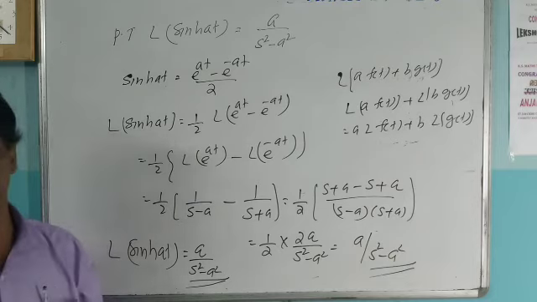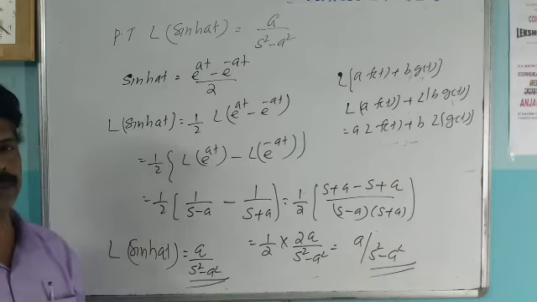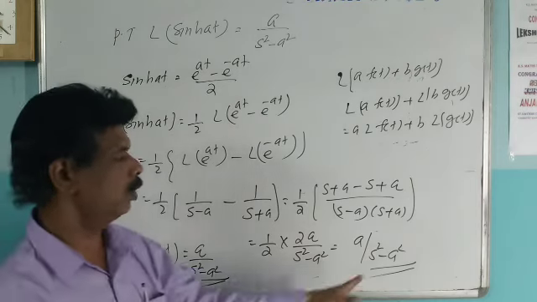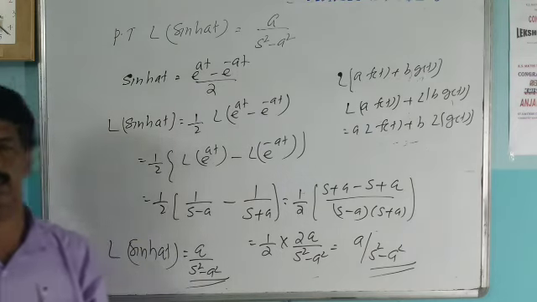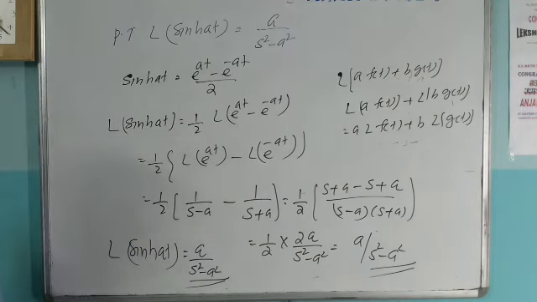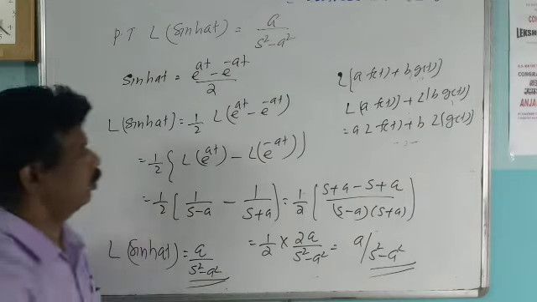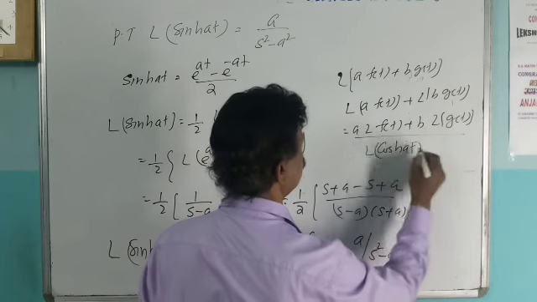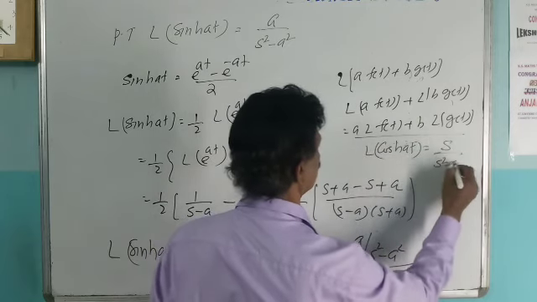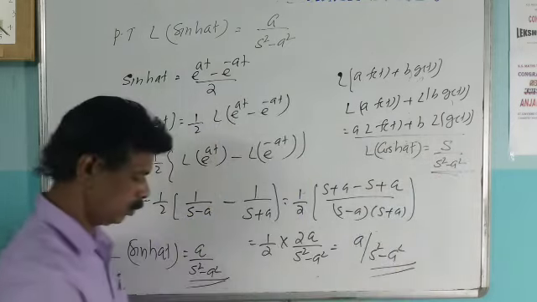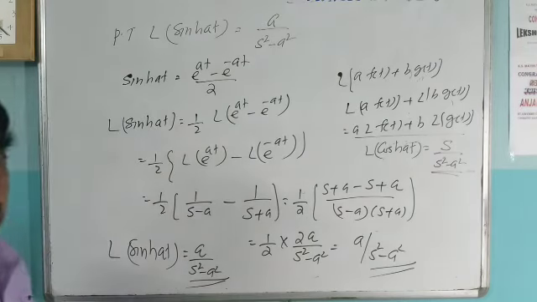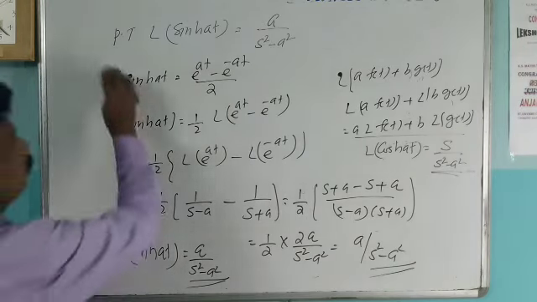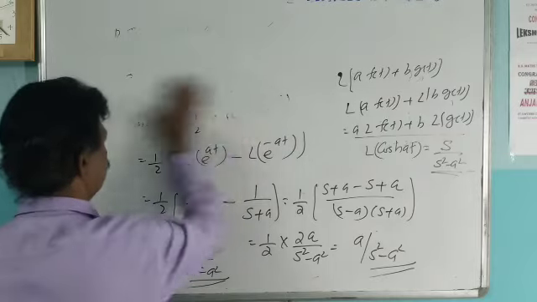Do one thing, we can write all this. Laplace of cosh at equals s divided by s square minus a square. So I write that formula here. Do one thing, we can write all these formulas once again. I think it will help you for this examination.